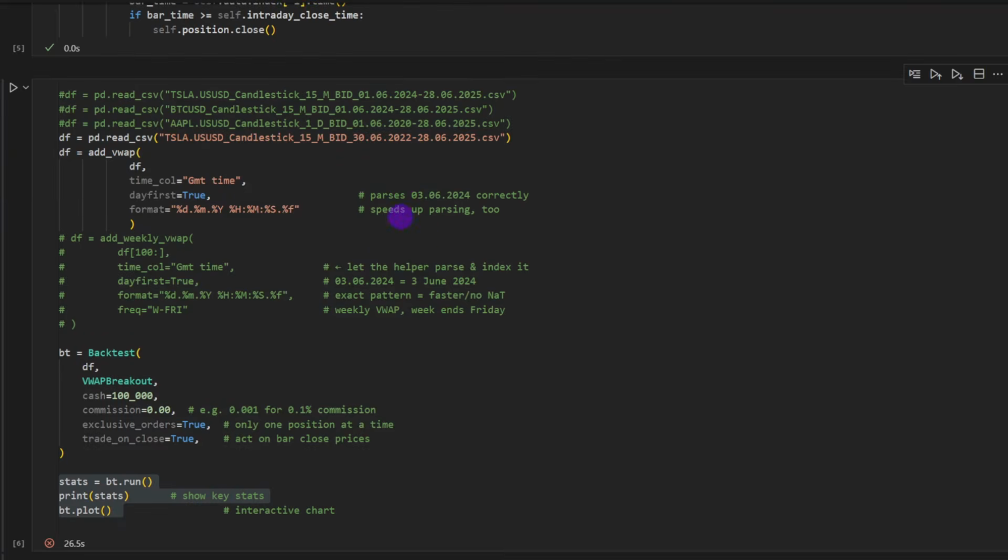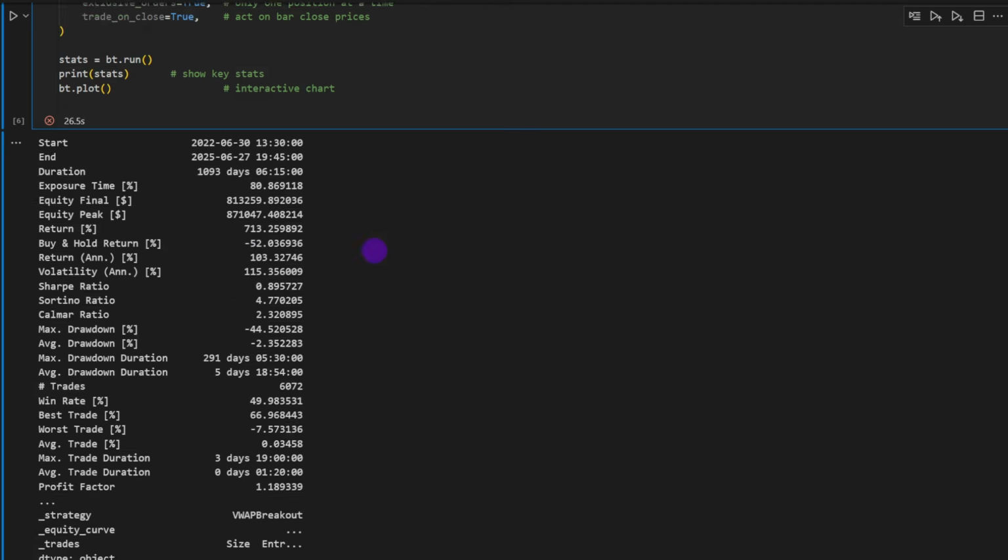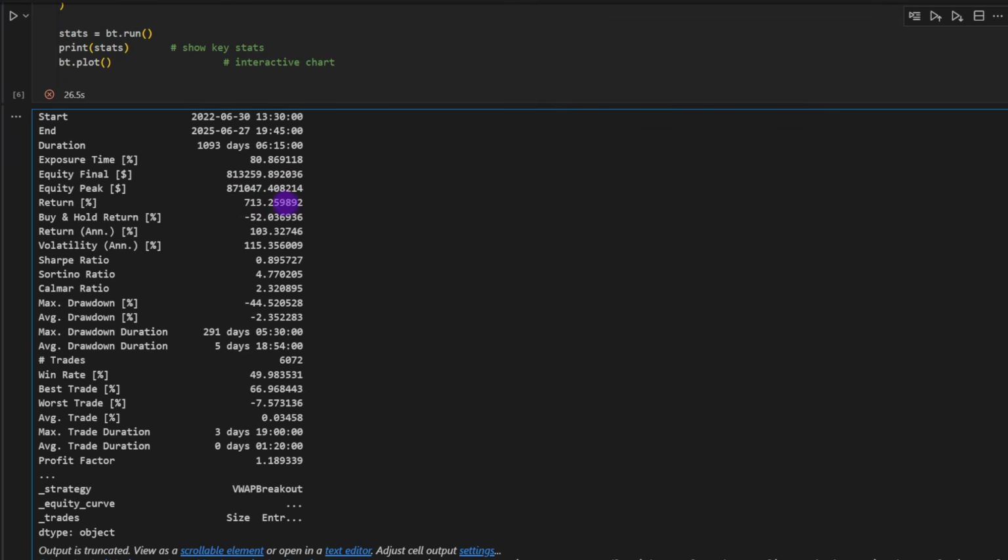So if we look at the data, this is between 2022 and 2025. So that's 3 years of data. And if we're getting 713% over 3 years, that's around 200% returns per year.